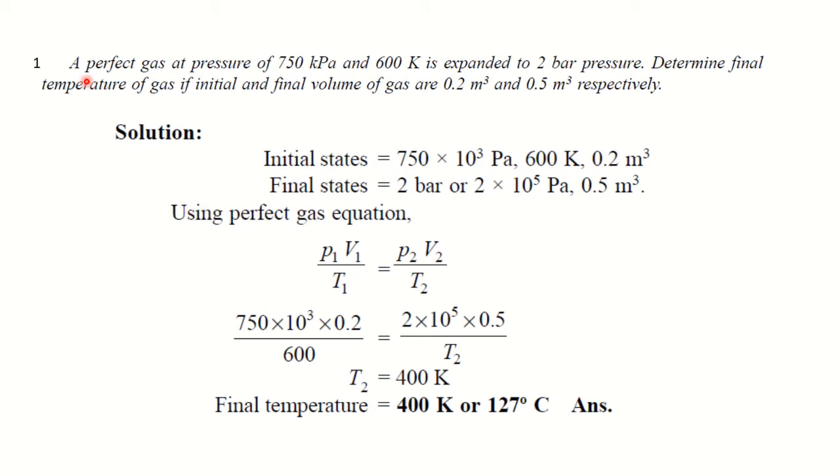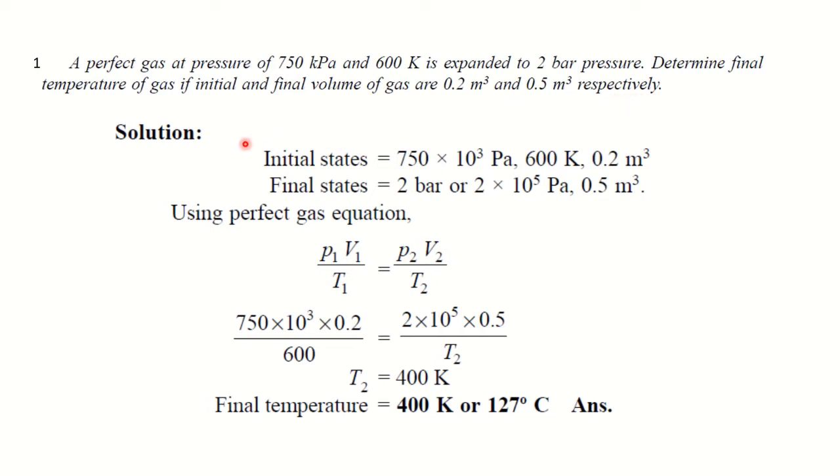A perfect gas at a pressure of 750 kilopascal. Perfect gas means again it's an ideal gas. Pressure of 750 kilopascal and 600 K is expanded to 2 bar pressure. So determine final temperature of gas if initial and final volume of gas are 0.2 meter cube and 0.5 meter cube respectively.